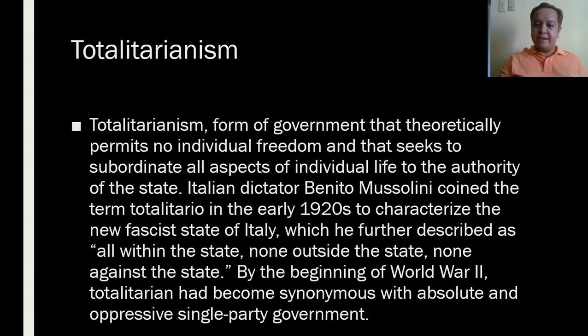Okay. Then you have totalitarianism. Totalitarianism, a form of government that theoretically permits no individual freedom and that seeks to subordinate all aspects of individual life to the authority of the state. Italian dictator Benito Mussolini coined the term totalitario in the early 1920s to characterize the new fascist state of Italy, which he further described as all within the state, none outside the state, none against the state. By the beginning of World War II, totalitarian had become synonymous with absolute, oppressive, single-party government.